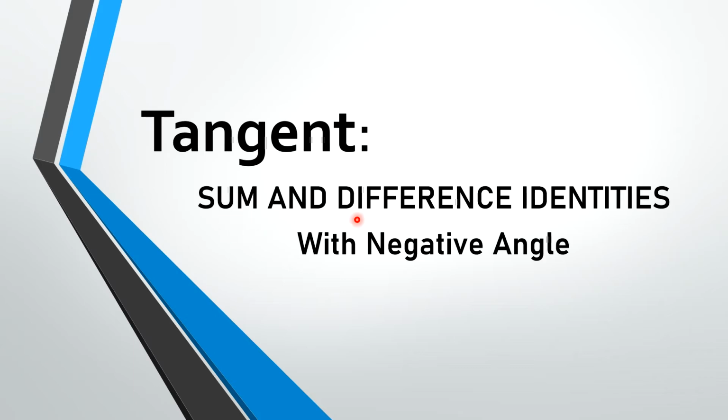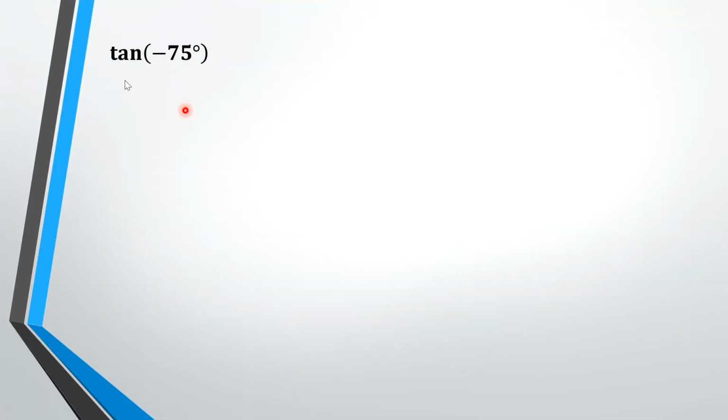So let's have some difference identities for tangent, but this time with a negative angle. For example, you're asked to find the exact value of tangent negative 75 degrees. Again, negative 75 degrees is not a special angle. So the same instruction: find two special angles that when you add or subtract, the result should be negative 75.